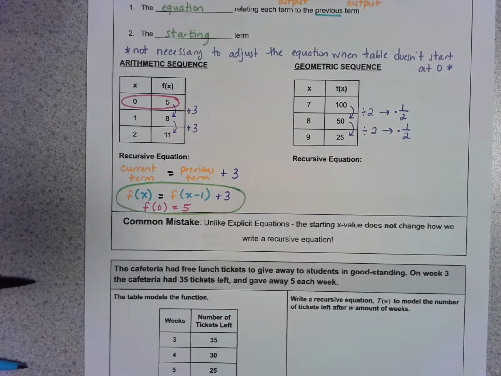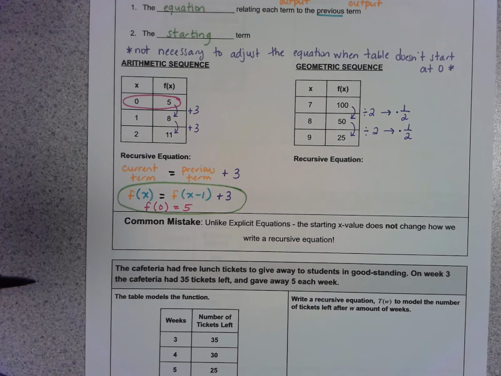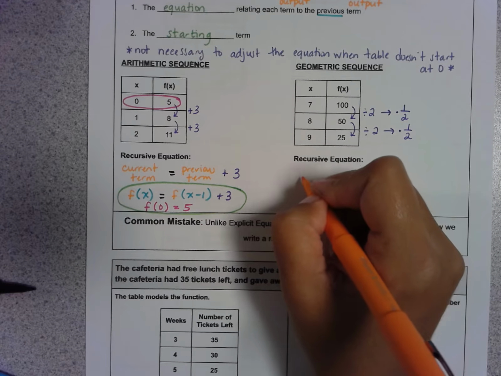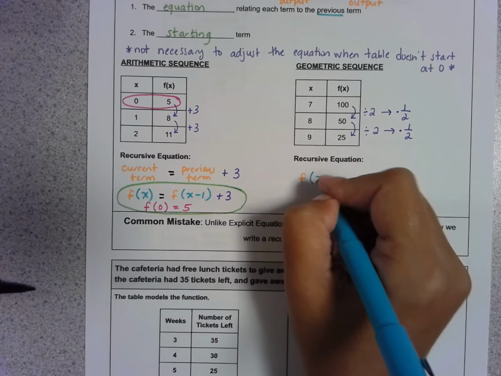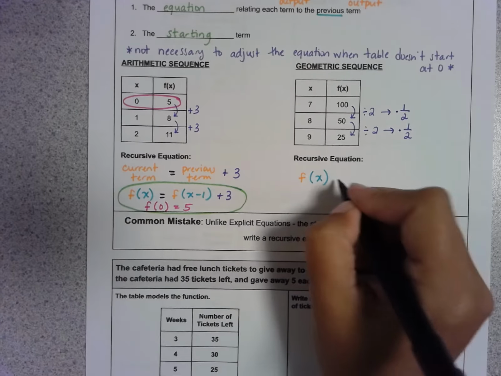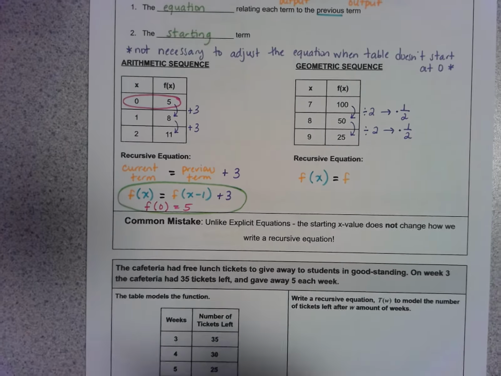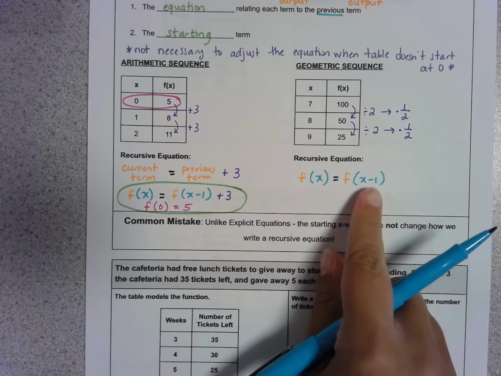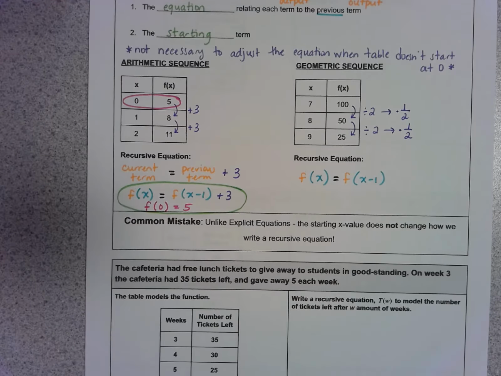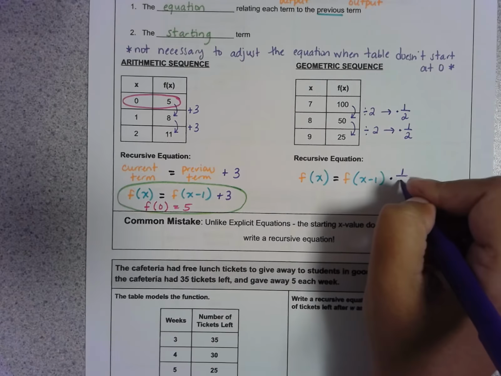Because I'm not allowed to use division in equations. I'm not going to write out all these words again. I'm just going to skip straight to the notation because I know that it's always going to be f of x, the current output, is equal to the previous output, f of x minus 1. So it's the output for the previous term, one before that. And then I would use my pattern, times 1/2.